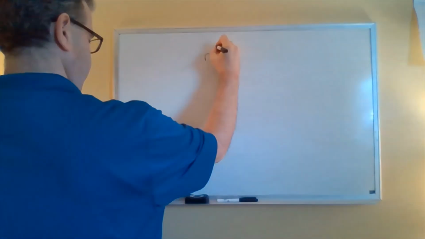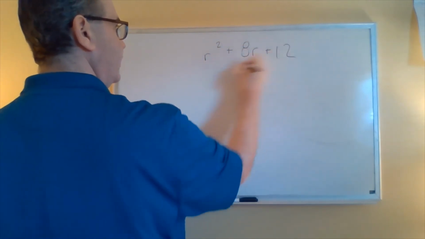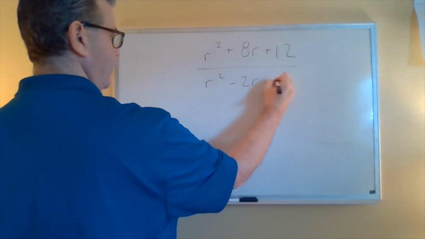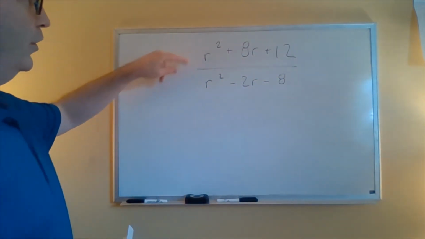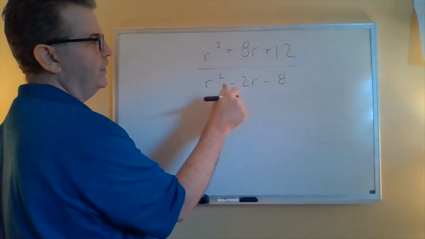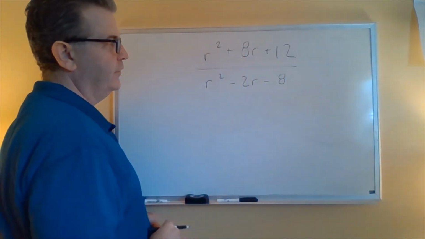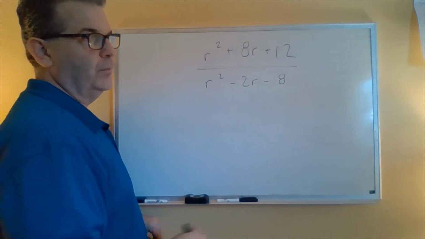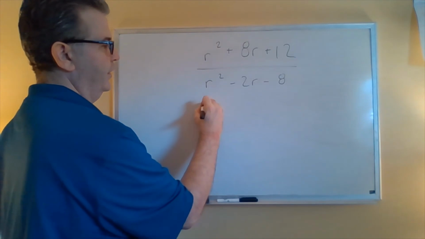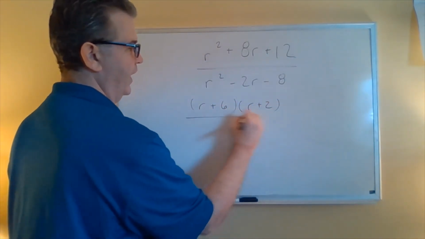We'll look at r squared plus 8r plus 12, and that is going to be over r squared minus 2r minus 8. So we have a trinomial over a trinomial, so we're going to try factoring these. Let's look at the numerator first. We need two numbers that when multiplied together give us 12, and when added together give us 8, and those would be 6 and 2. We multiply 6 and 2, we get 12. We add 6 and 2, we get 8. So we have r plus 6, r plus 2. That is our factored numerator.